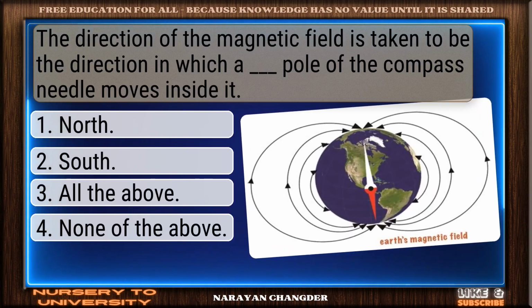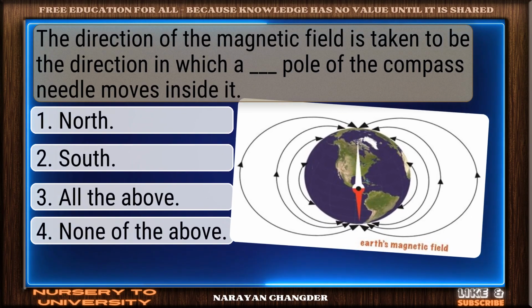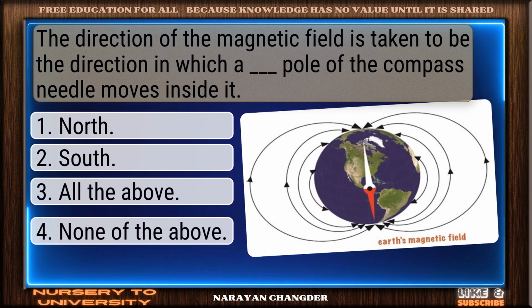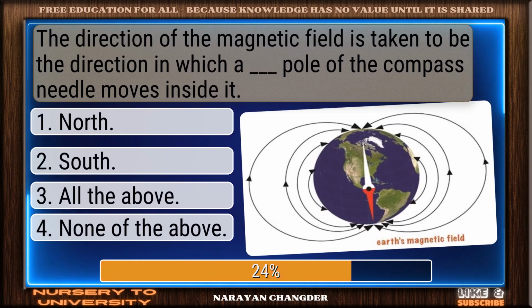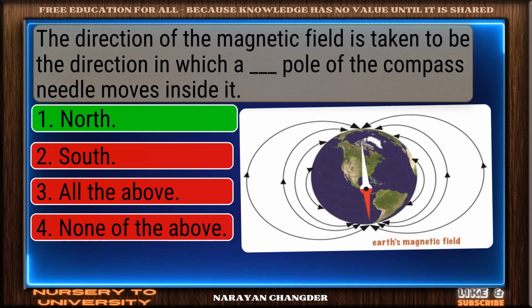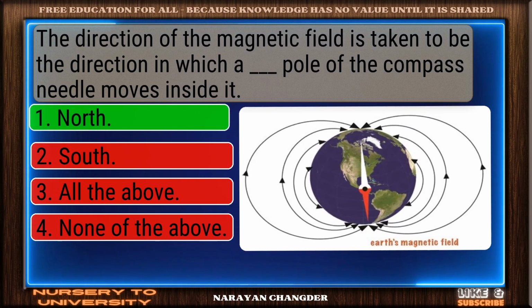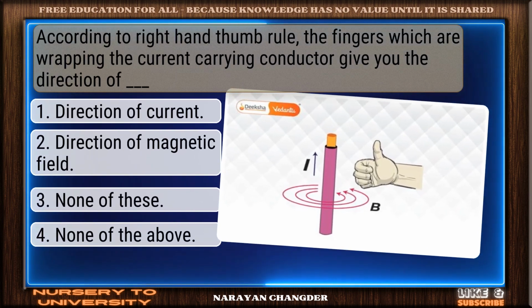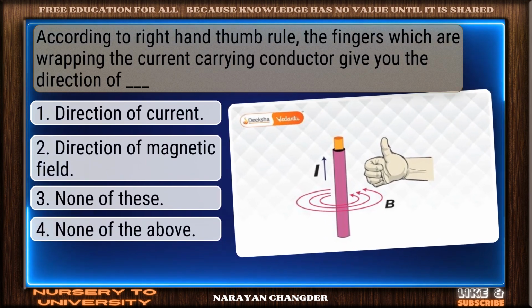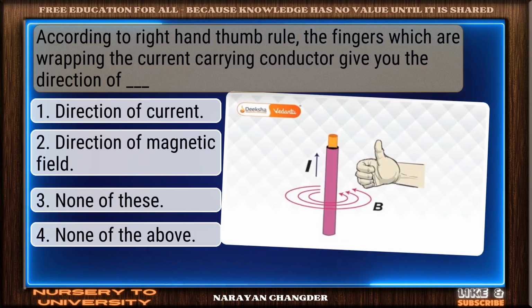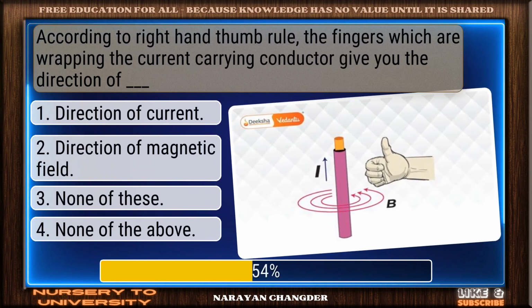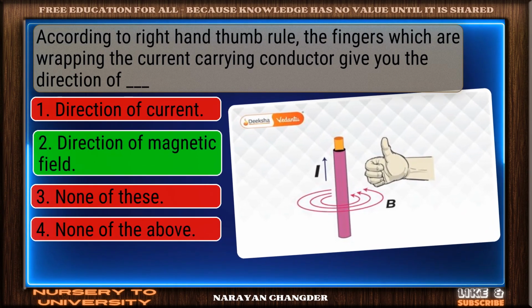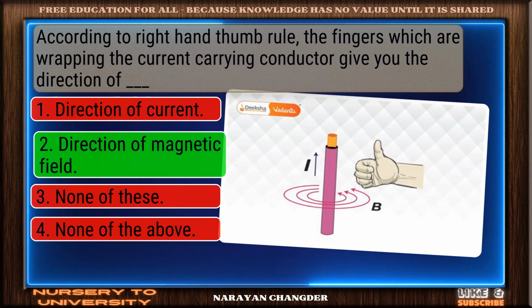The direction of the magnetic field is taken to be the direction in which a dash pole of the compass needle moves inside it. Excellent choice. North is right. According to right-hand thumb rule, the fingers which are wrapping the current carrying conductor give you the direction of dash. Well reasoned. Direction of magnetic field is correct.